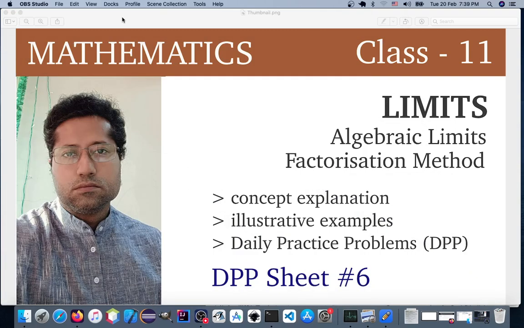In this video, I will explain how to find limits of algebraic expressions, that is a rational function of algebraic expression, using the method of factorization. So let's get started.